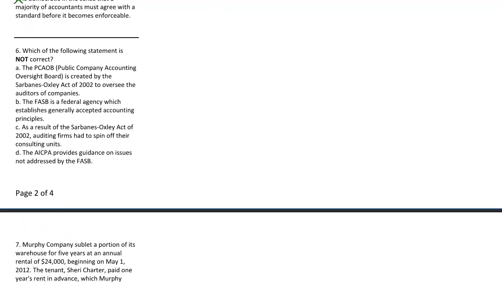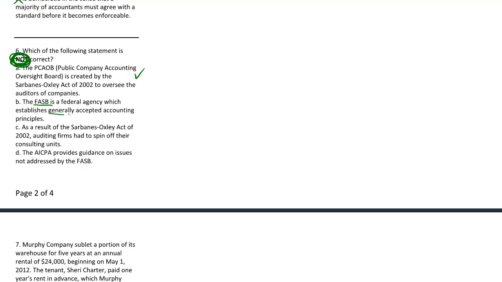Number 6, which of the following, again, is not correct? Focus on these words where you have not, except, and so forth. Which of the following is not correct? The PCAOB is created by the Sarbanes-Oxley to oversee the auditors of a company. That sounds correct. The FASB is a federal agency which establishes generally accepted accounting principles.